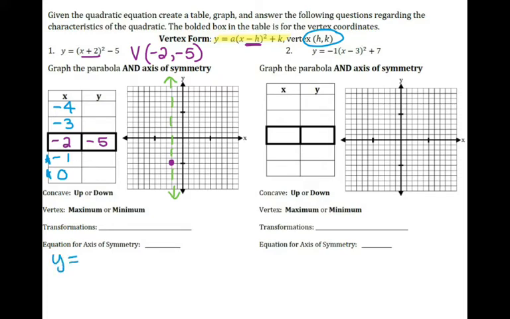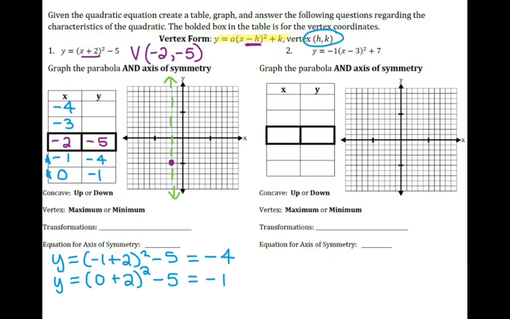So I have y equals (negative 1 plus 2) squared minus 5. And I just need to calculate what that is. So negative 1 plus 2 is 1, squared, which is also 1, minus 5 is negative 4. So that's going to make this part of my table negative 4. And I'm also going to plug in 0. So I have (0 plus 2) squared minus 5. So 0 plus 2 is 2. 2 squared is 4. 4 minus 5 is negative 1.